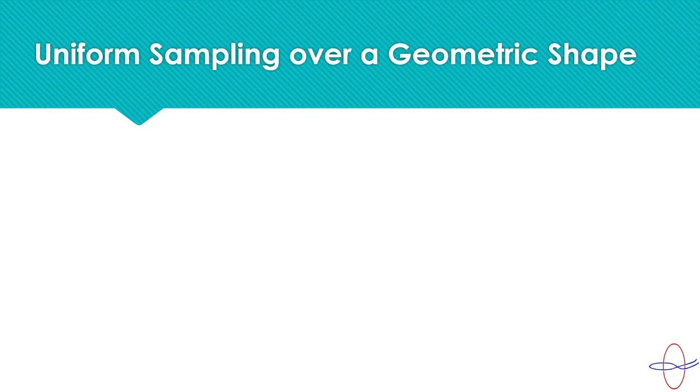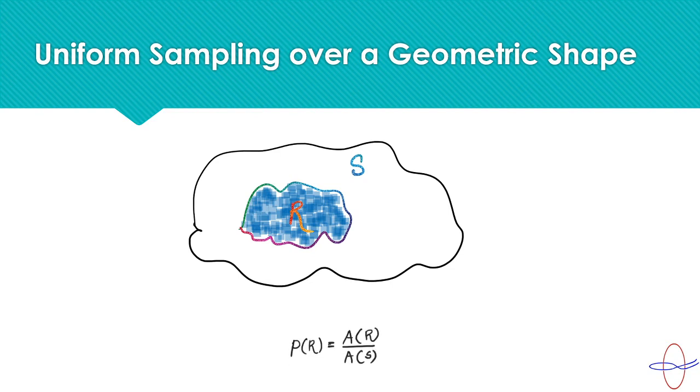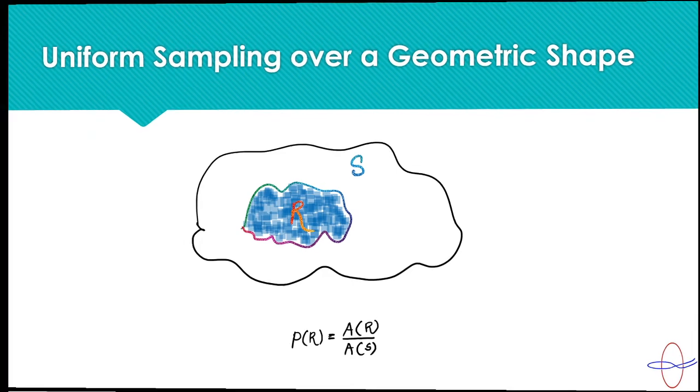And to do that, we need to understand the idea of uniform sampling over a geometric shape. So what is this? You have a bigger area region called S, and you are selecting a smaller region R. The probability of selecting the smaller region is equal to the area of the region R divided by the total area. This is what uniform sampling actually means. So we will take the help of this idea and move ahead to calculate the distribution of the radius.